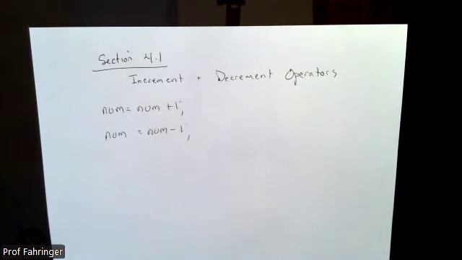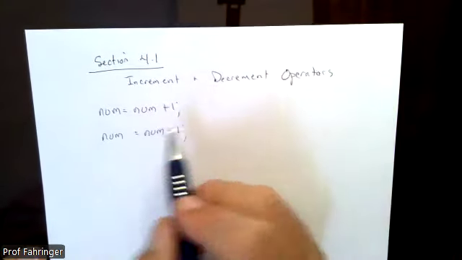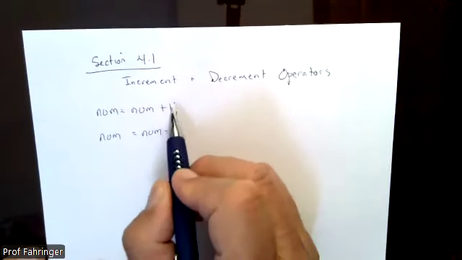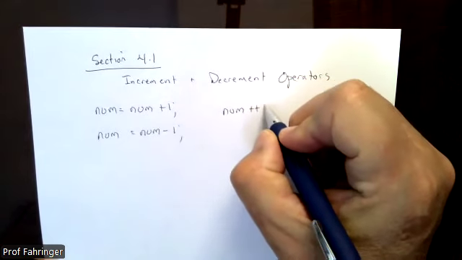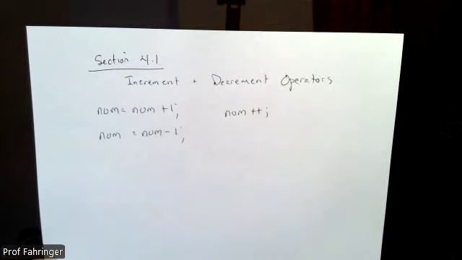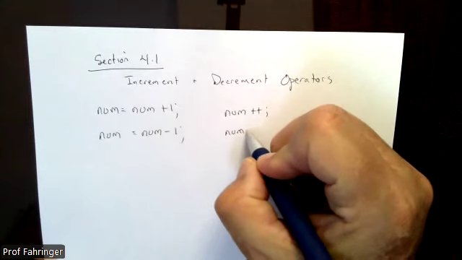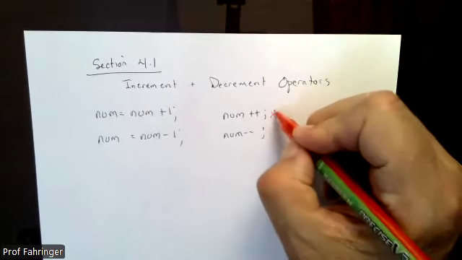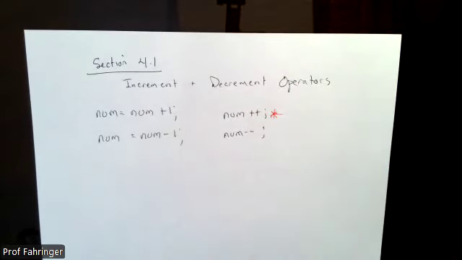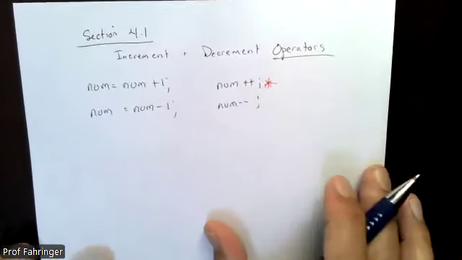Now, a shortcut for this is to take this operator and, instead of an assignment operator, instead of a plus operator, we're going to rewrite it as num plus plus. It's the same thing. It adds 1. Num minus minus subtracts 1. But this guy right here, starting in this chapter, we're going to use him a lot to add 1.